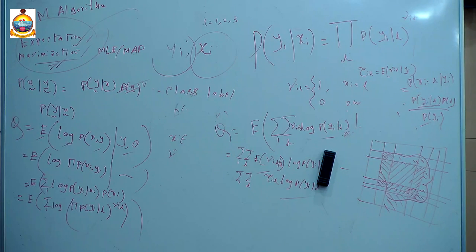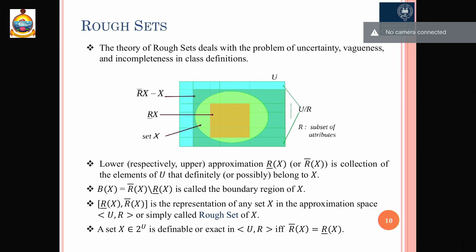I have written this similar thing here, and the set will be definable if the non-zero overlapping set is actually null. So the set will be definable, or exact, or non-rough, if the lower and upper approximations are exactly the same. So this is the concept of rough set.